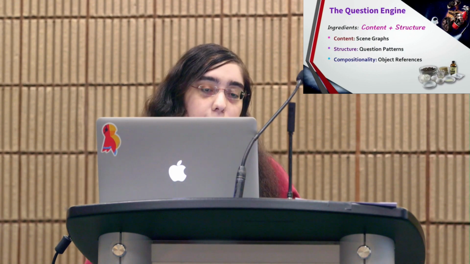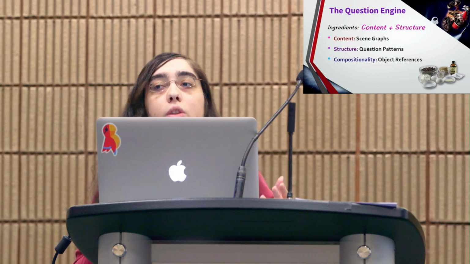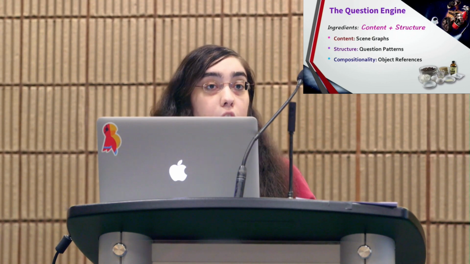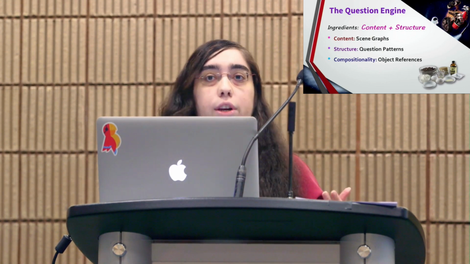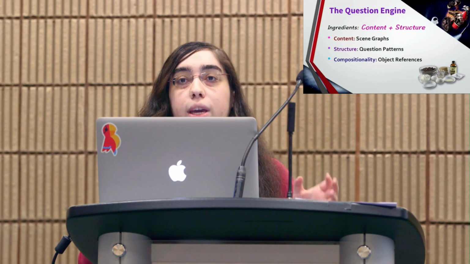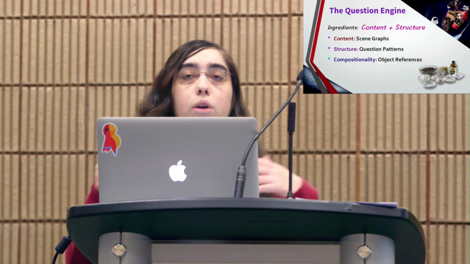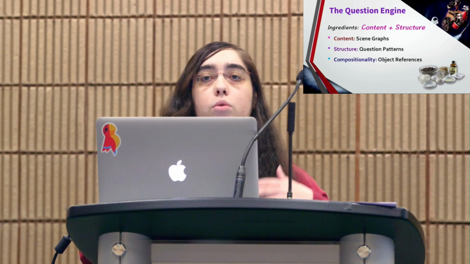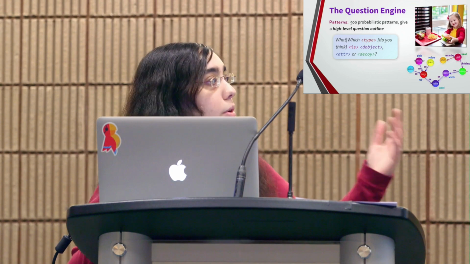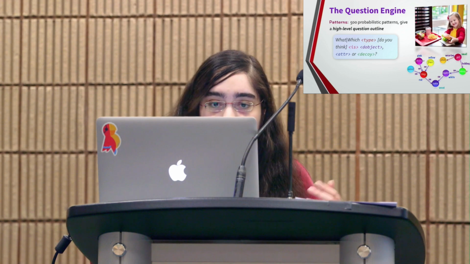So let's see a short description of how we can automatically generate these questions. Basically, what we need is two components, content and structure. The content comes from the scene graphs. We already talked about that. These give the knowledge about the image. And then for the structure, we couple this content with a question engine that we've built, which takes care of all of the grammar rules, synonyms and structural patterns to get questions. I can give you an example of such a pattern. Here is a probabilistic pattern.